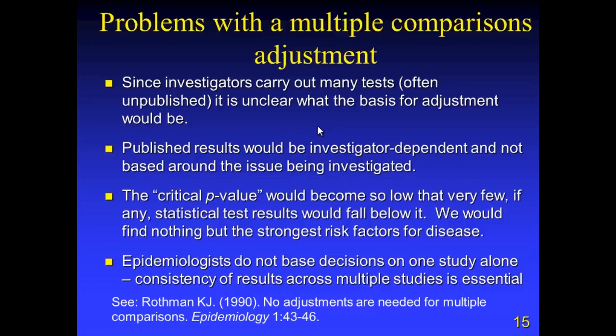Now, if we do carry out an adjustment by lowering the critical p-value, say from 0.05 to 0.01 or something much lower than that, then it starts to become so low that very few, if any, statistical test results would fall below that and end up with the null hypothesis being rejected. So we wouldn't find anything that wasn't a very strong risk factor for the disease. We don't want to make our tests so insensitive that we're just not going to pick things up because we've made our critical p-values so low. And finally, and I think a very persuasive reason, we just don't base.